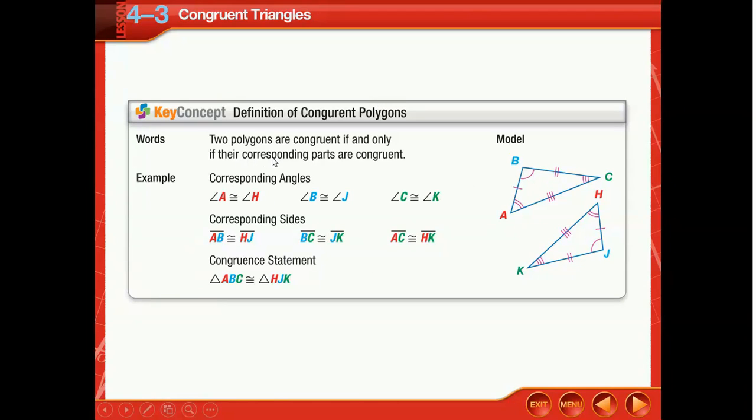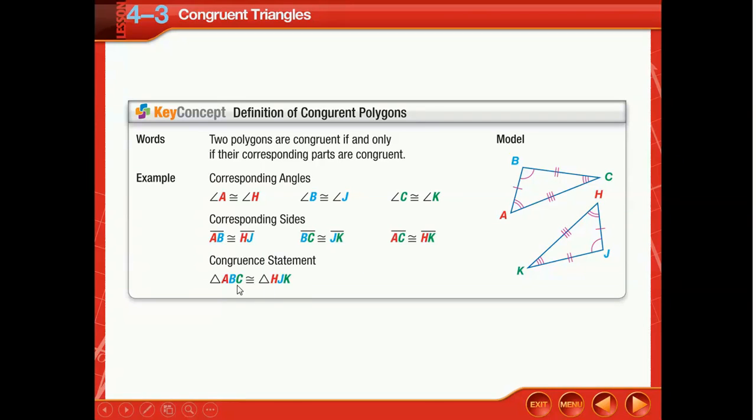If and only if their corresponding parts are congruent. So this works forward and backwards. If all 6 parts of the triangles match, if all the corresponding angles are congruent and all the corresponding sides are congruent, then those triangles are congruent. Or you can say that backwards.